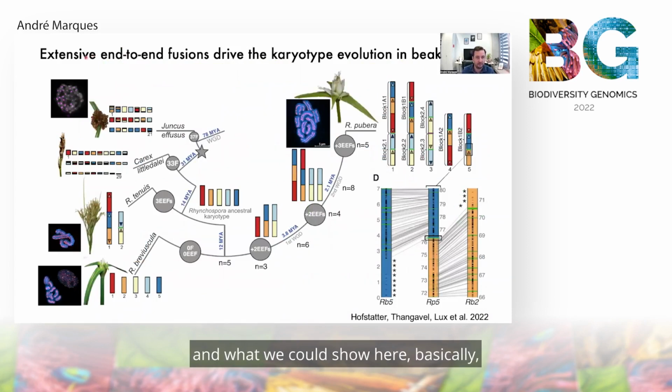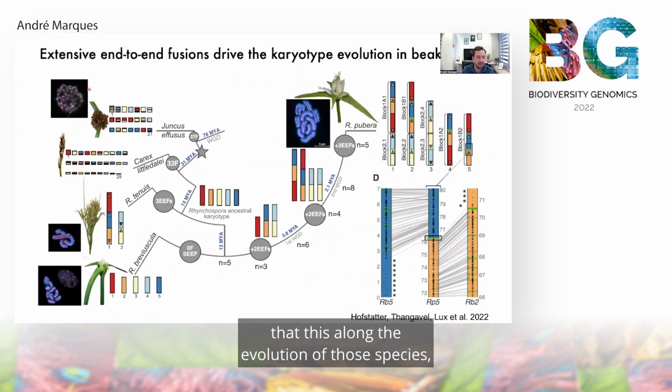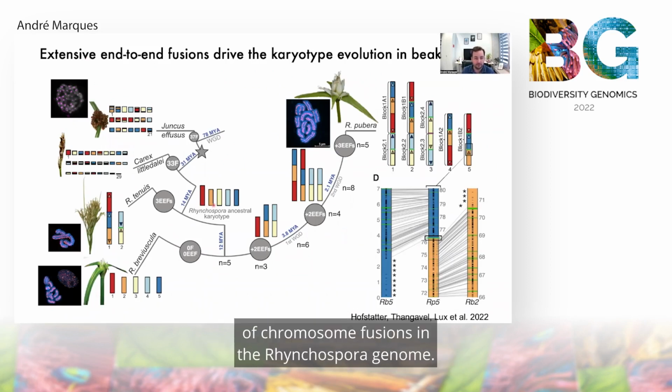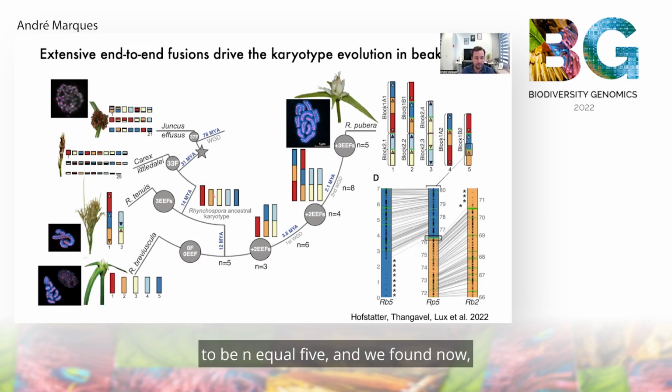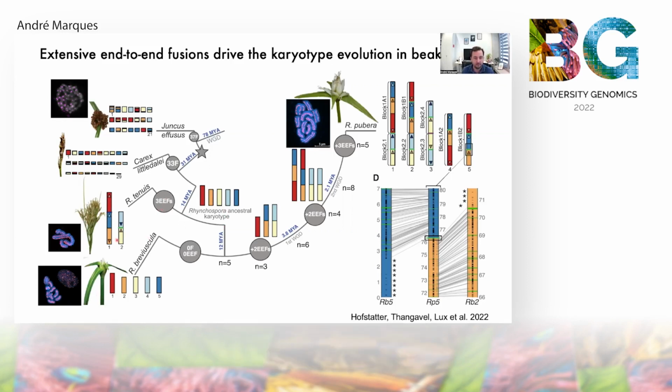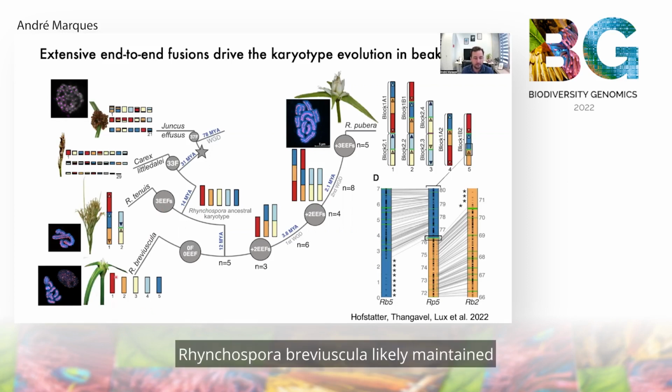What we could show is that along the evolution of those species, we found a very interesting pattern of chromosome fusions in the Rhynchospora genus. The ancestral karyotype is proposed to be n equals 5. We found that Rhynchospora tenuis, which has this very low chromosome number, actually resulted from 3 end-to-end chromosome fusions that reduced it to only 2 chromosomes. Rhynchospora breviuscula likely maintained a karyotype similar to the ancestral one.